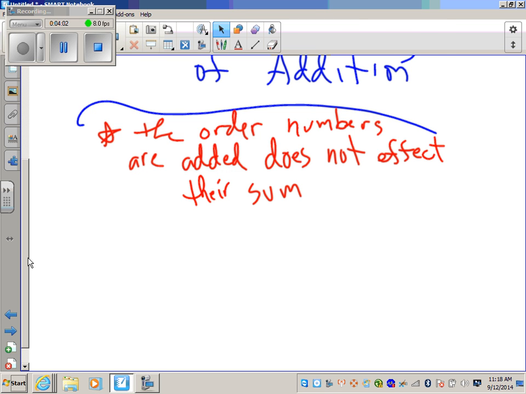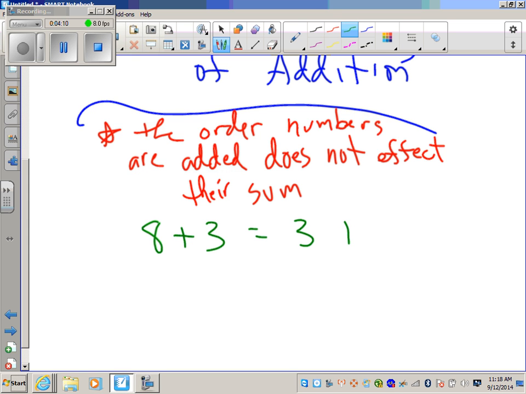An example of the commutative property is this. And yes, just because I wrote it in green doesn't mean you don't have to copy it. 8 plus 3 is the same thing as 3 plus 8. Prime example of the commutative property. Any questions about the commutative property?